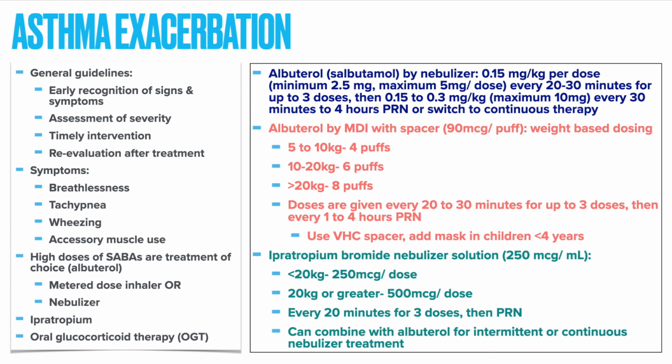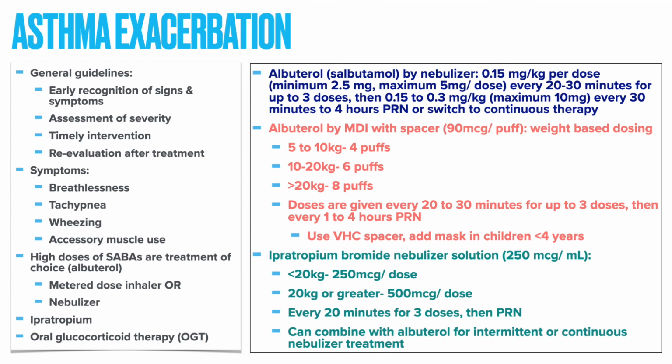And then albuterol by the inhaler, or the 90 micrograms per puff. This is weight-based dosing, so 5 to 10 kilograms, they can do 4 puffs, 10 to 20 kilograms, 6 puffs, greater than 20 kilograms, 8 puffs. Of course, this is for an exacerbation. And doses can be given every 20 to 30 minutes for up to 3 doses, and then every 1 to 4 hours as needed. So really, you can give it quite a bit if it's indicated. Of course, you can use a spacer or add a mask in children less than 4 years.